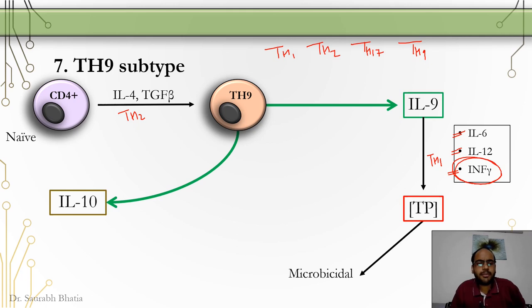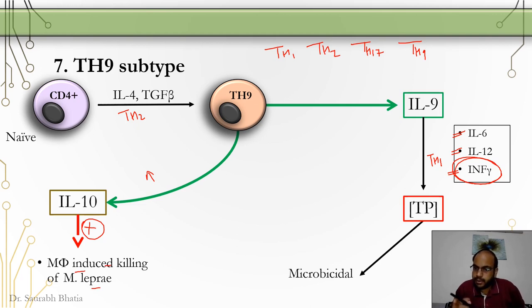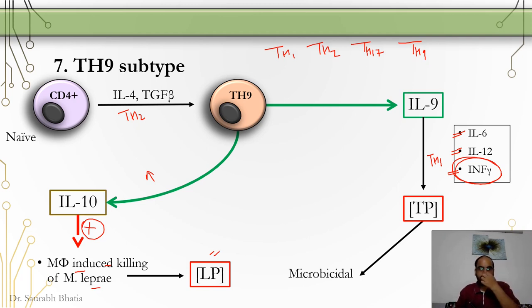It also leads to formation of interleukin 10, and interleukin 10 is an anti-inflammatory cytokine, and it will inhibit the macrophage-induced killing of M. leprae. Anti-inflammatory cytokine will decrease the M. leprae killing activity of macrophage. Okay, and when this activity is decreased, you have the lepromatous pole. So the same subset, the TH9 subset, if it increases interleukin 9, it will lead to tuberculoid pole. If it increases interleukin 10, it will lead to lepromatous pole. Easier to understand, very clear.